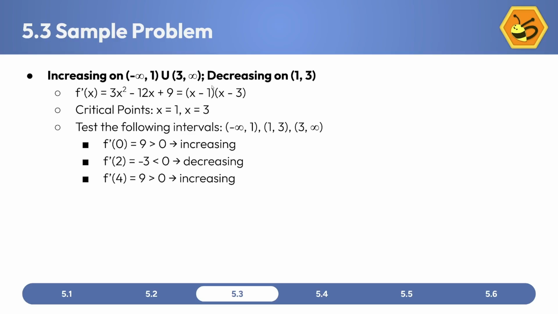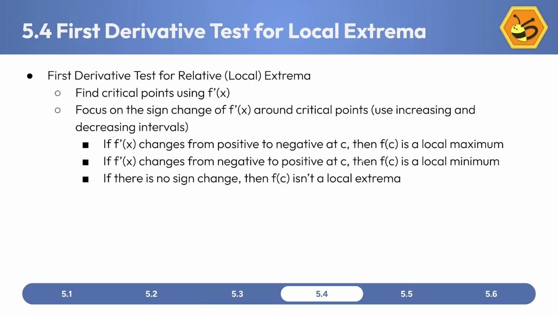The way we can solve it is to first take the derivative and then find our critical points. Then just test values in between our critical points, for example 0, 2, and 4. And we can test whether or not these intervals are increasing or decreasing. All right, hopefully this makes sense. If so, let's move on to the first derivative test.